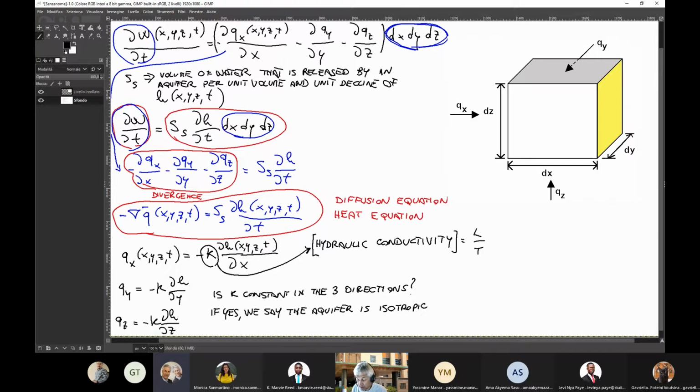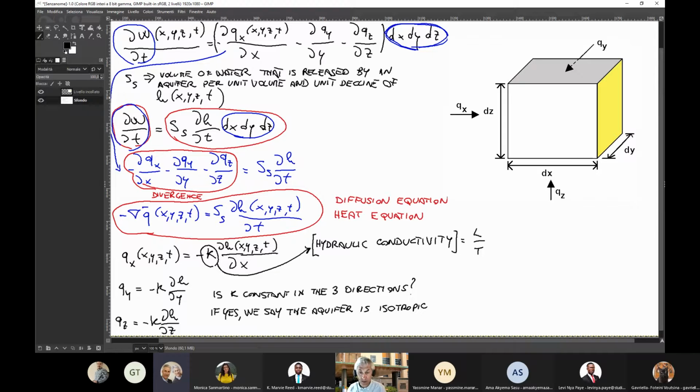And also let's note that in principle, K, if the aquifer is not homogeneous, it may vary depending on the coordinates X, Y, Z. If it is homogeneous, it doesn't depend on the coordinates. So for now, let's suppose that K is constant in space and along the three directions.